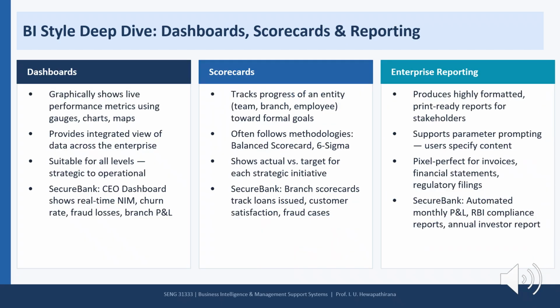Now let us look at 3 more styles: dashboards, scorecards, and enterprise reporting. Dashboards are probably the most familiar form of BI output. They graphically represent live or near-live performance metrics using visual elements like gauges, charts, geographic maps, and color-coded indicators. A good dashboard provides an integrated view of data from across the enterprise on a single screen. The key word here is integrated. A dashboard should not require the user to switch between 12 different reports to get a complete picture.